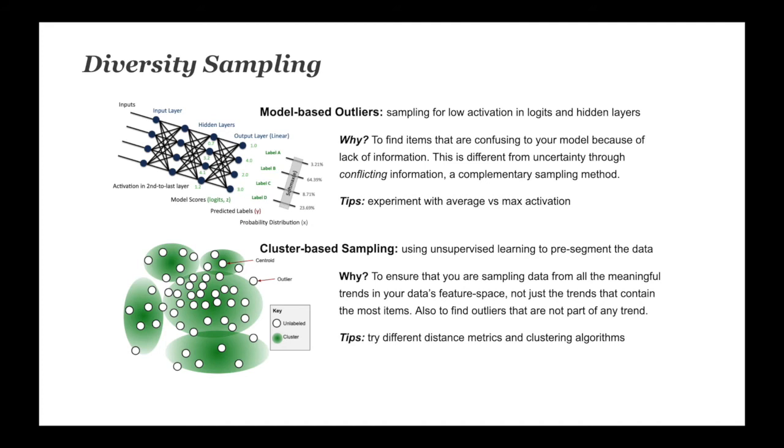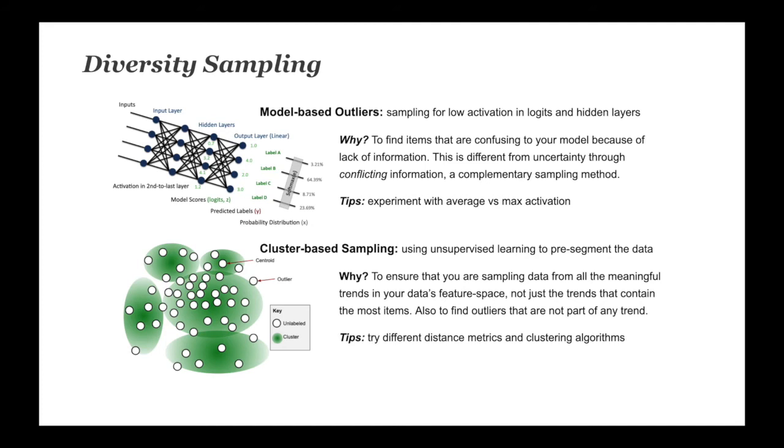So sticking with our models, one way to look for outliers are things which have low activation in your models, low activation of the logits and the hidden layers. One of the problems with softmax is that it hides the scale of the inputs. For example, if you have inputs of 1, 2, 3, and 4, the softmax distribution is going to be exactly the same as if those inputs were 1001, 1002, 1003, 1004. And so you don't know what might be confusing to your model because of conflicted information versus no information at all.